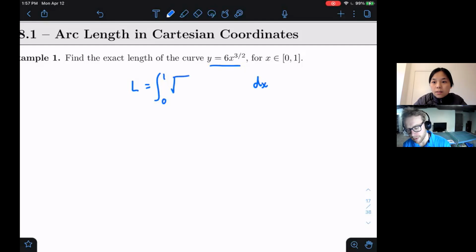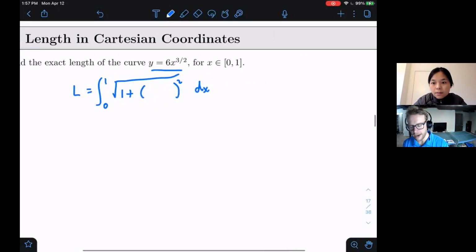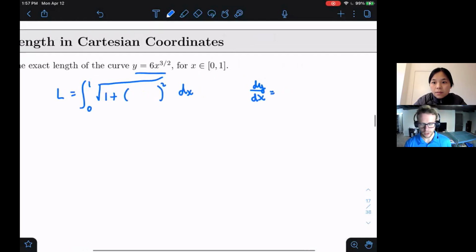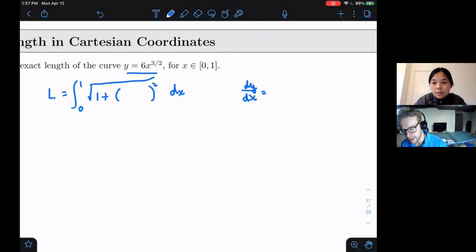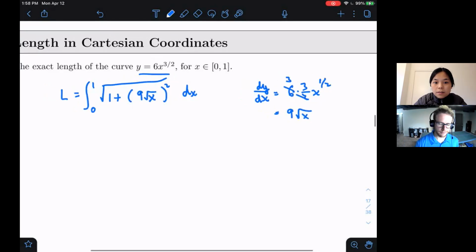Then we're going to have the square root of, and I'm going to put my 1 first, and then we have a quantity squared, and what goes inside there is just the derivative. So I need to calculate the derivative, dy/dx of our function, really fast. We're just going to use a quick power rule here. 6 is along for the ride. The 3/2 drops down. We reduce our power by 1, so we get x to the 1/2 power. Things simplify a little bit, and we can write this as 9 square root of x, the same thing as the 1/2 power. That is my derivative, and I can throw that in.